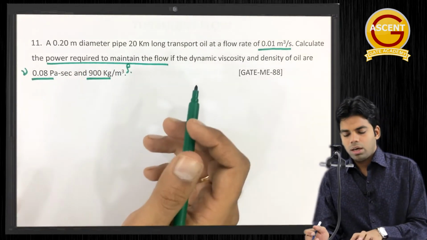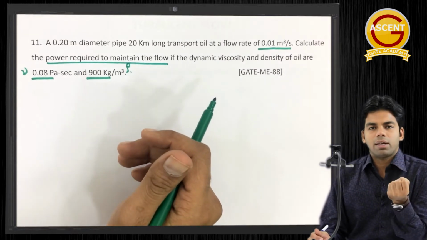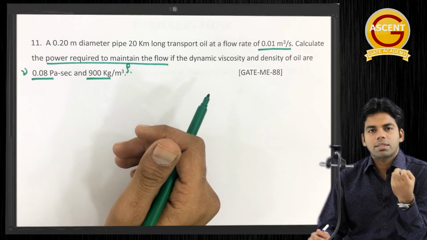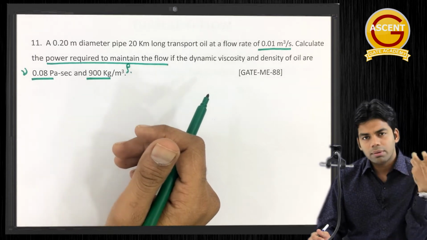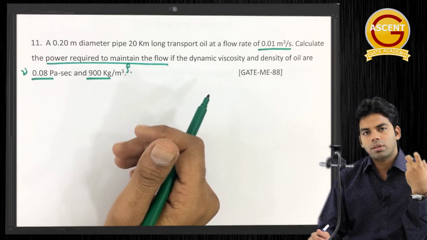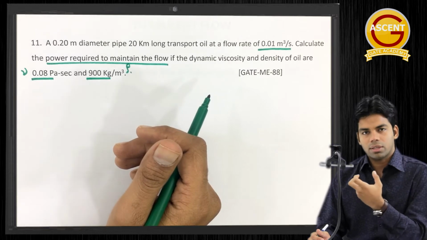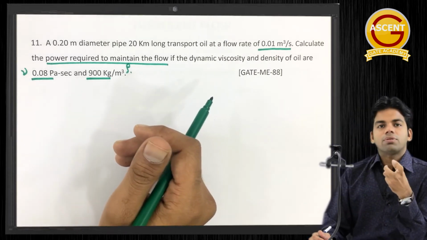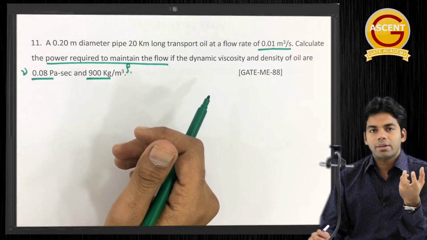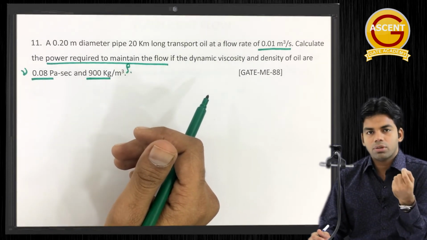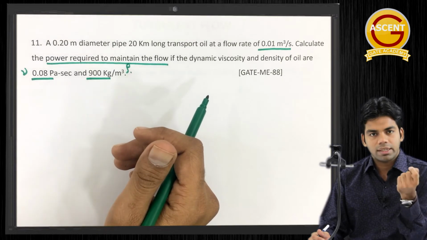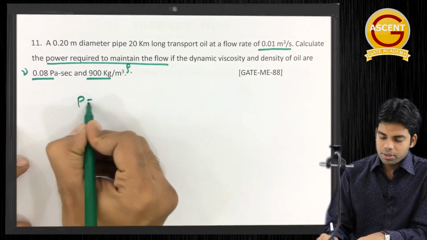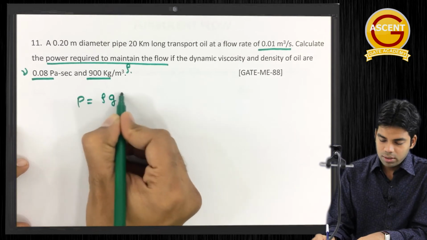Now how much power will be required to maintain the flow? If the fluid is flowing, obviously there will be certain frictional losses. So to overcome that frictional loss, if we want the fluid to flow continuously, we have to overcome those frictional losses. Getting this now? So first we can calculate the head due to friction loss, and because of that head the power will be lost. That power we will have to calculate. We know the formula for power: power is equal to rho g Q H.